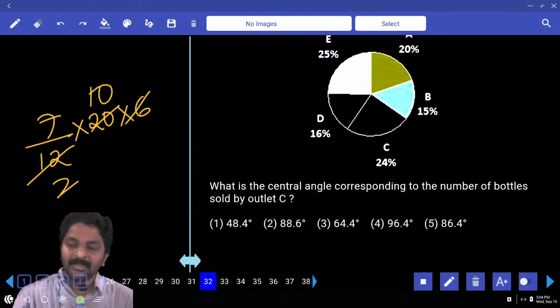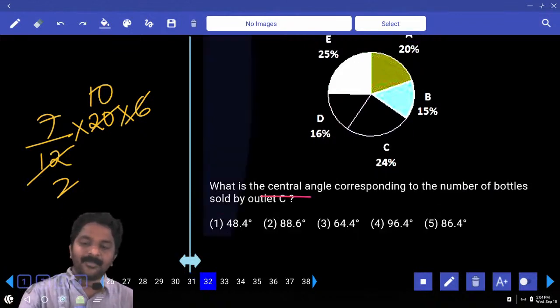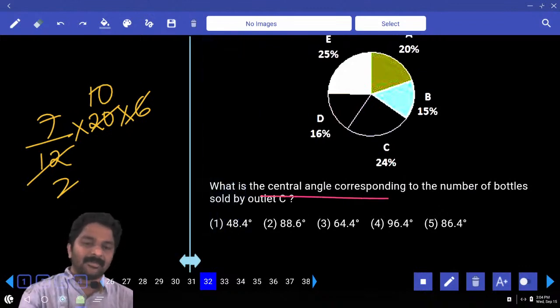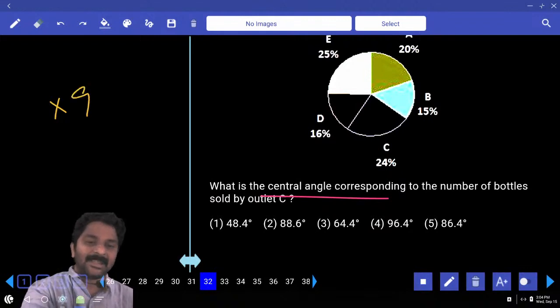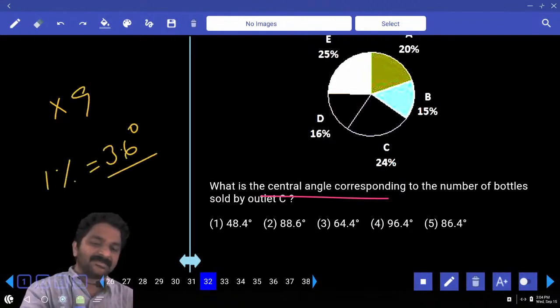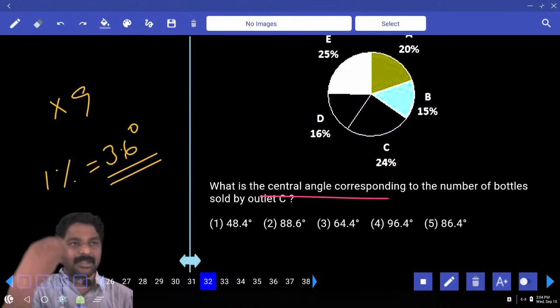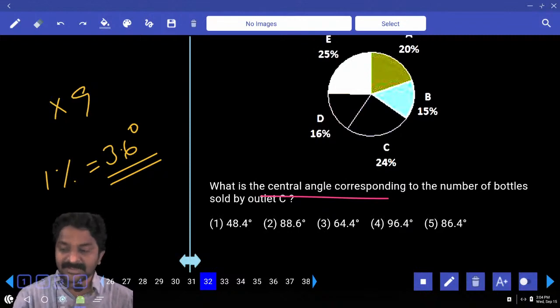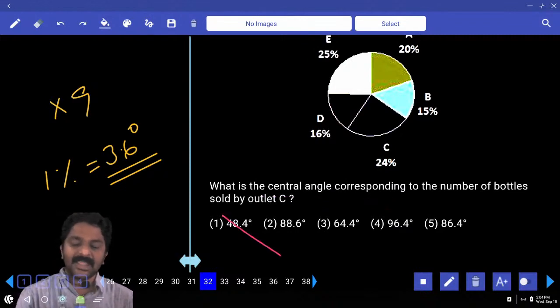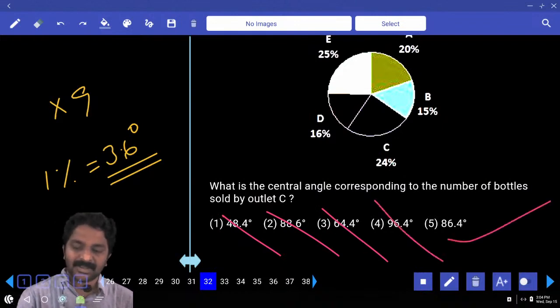Next. What is the central angle? Stop. Whenever it is a central angle, you need to verify which multiplication? 9 multiplication, because 1% is 3.6 degrees, which is a 9 multiple. So whatever percentage you calculate, it has to be a 9 multiple. Is your first option a 9 multiple? Second, third, fourth, fifth has to be your final answer.